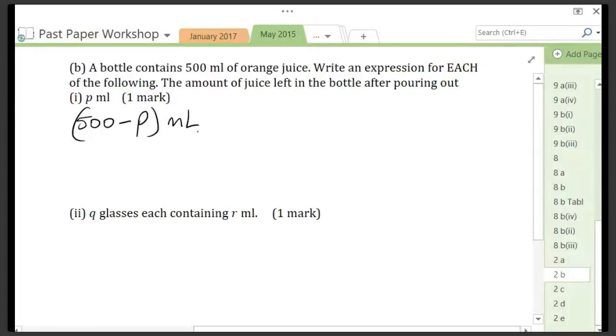Just indicate to me in the chat, okay? So the amount of juice left in the bottle after pouring out P ml is the initial amount 500 minus P. All right.